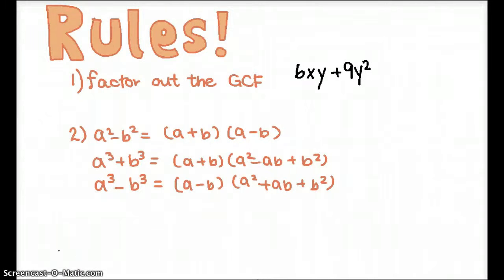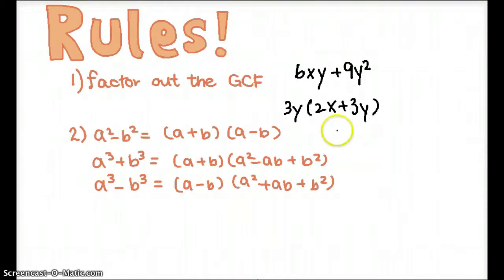So the first rule of factoring is you have to factor out the greatest common factor. The greatest common factor is the largest factor that is common to both of the values in the equation. So for example, let's say we have 6xy plus 9y squared, and the greatest common factor would be 3y. So when we factor that out, we're going to get 3y parentheses 2x plus 3y. And that would be the first step of factoring out the greatest common factor.